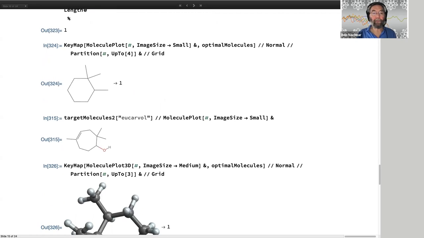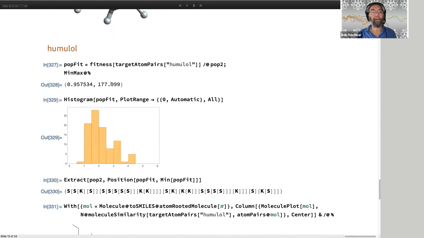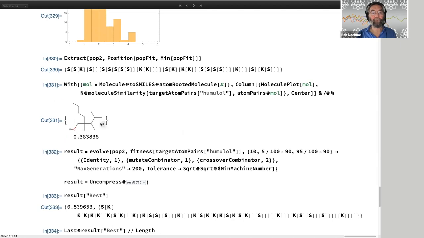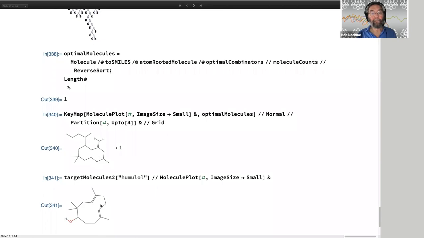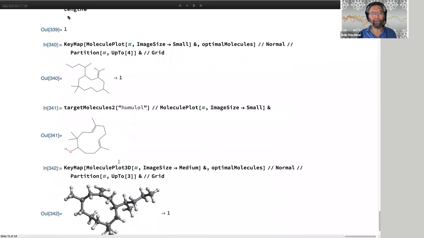So not too bad. And when I did this with the larger humulol target, this was the best one from the initial population. It does have a hydroxyl group. And looking at the result that we got, a 10-membered ring instead of the larger, let's see, 2, 4, 6, 8, 10, the larger 11-membered ring. It does have a geminal dimethyl group like this. It does have a double bond, but it's not in the ring like these do. It's got the right number of carbons, but they're not arranged appropriately in the ring. So it didn't do too badly.